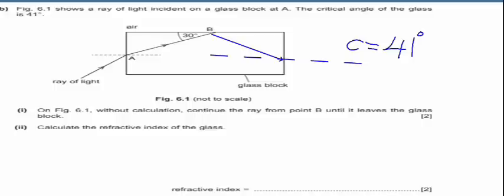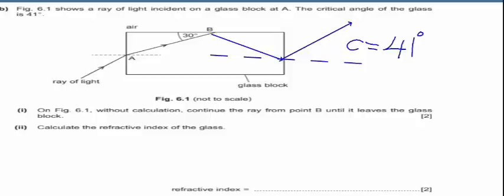Now whenever the ray is coming from high dense medium, which is the glass block, going to the less dense medium, it bends away from the normal. So here we need to make sure that the ray bends away from the normal. So what are we going to do here? So we need to indicate that it is bending away from the normal, like this. So that is how we are going to draw this one here.